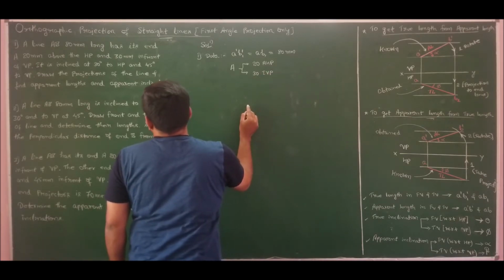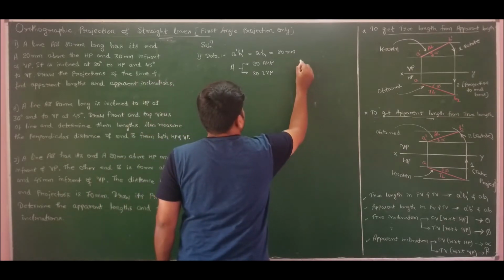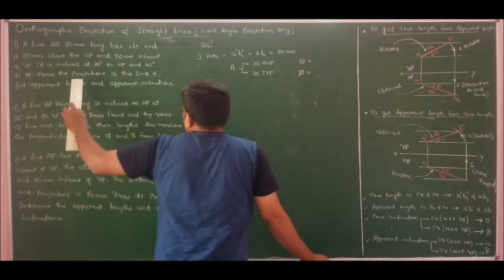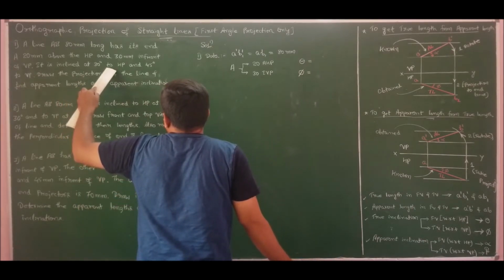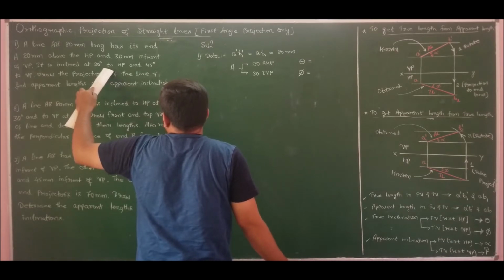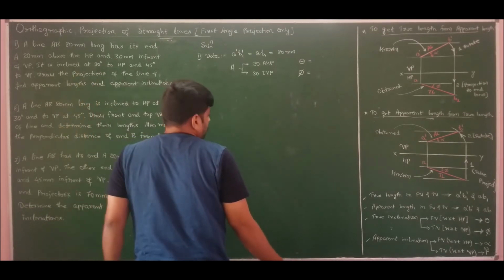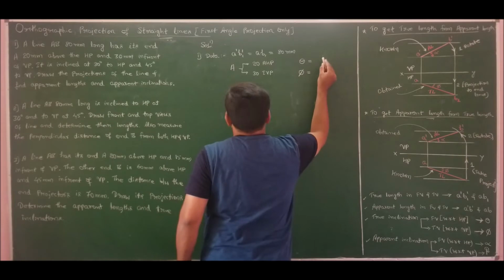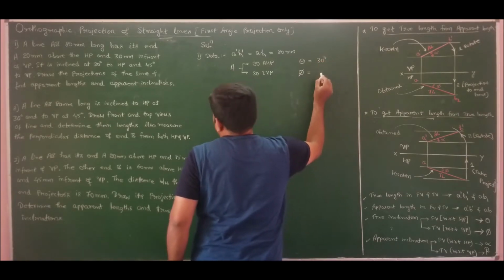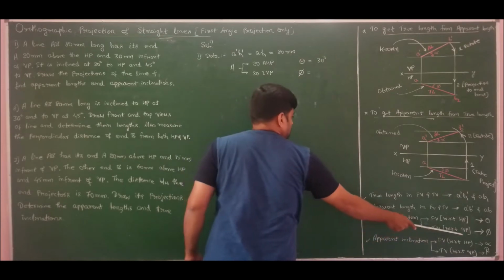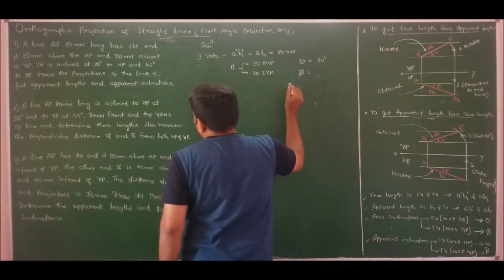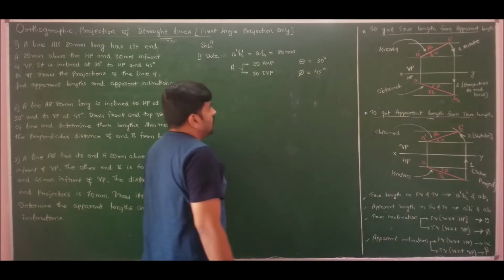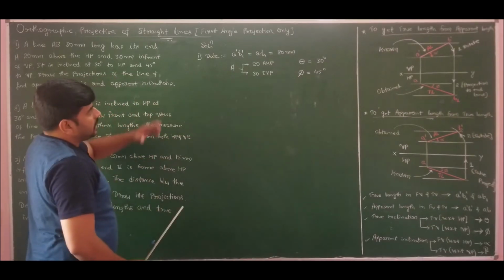It is inclined at 30 degrees to HP. He has given the true inclinations, so therefore I should mark them as theta and phi. 30 degrees to HP, I should show on the VP. So inclination with respect to HP is shown in the front view, which is marked as theta, so I should mark theta as 30 degrees. Inclination with respect to the vertical plane is shown in the top view. So therefore inclination with respect to VP is 45 degrees, which I will show in the horizontal plane. So this is the data given for us.